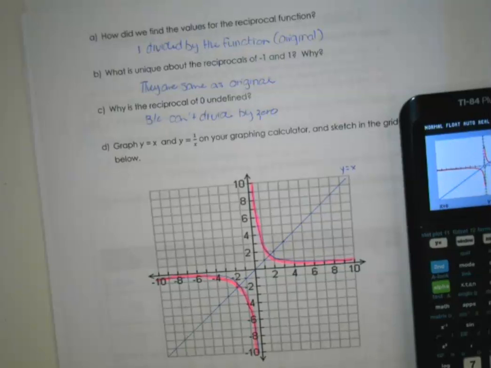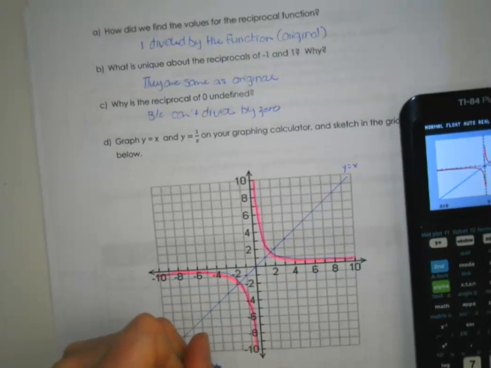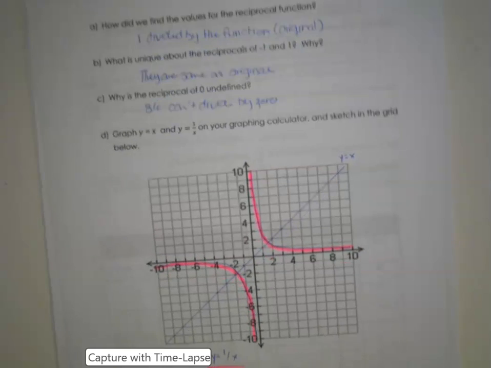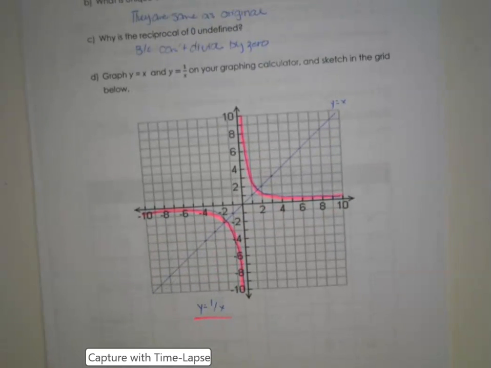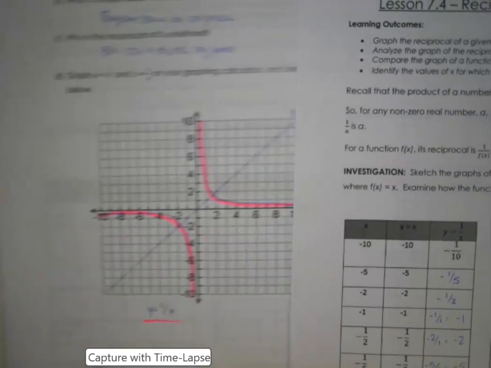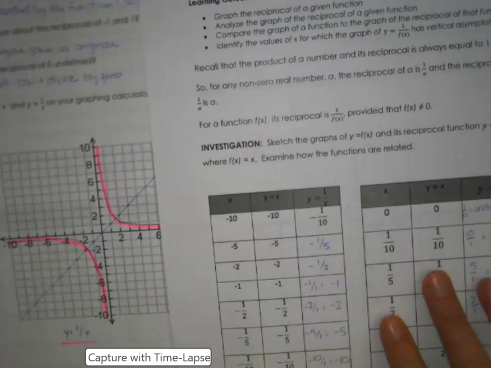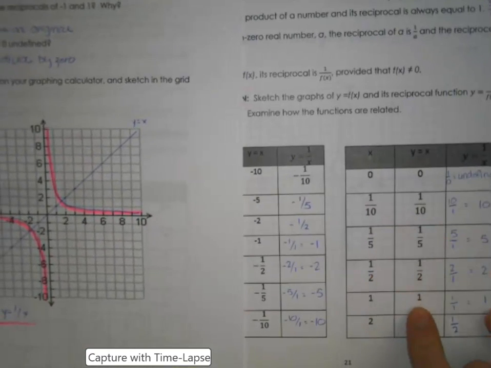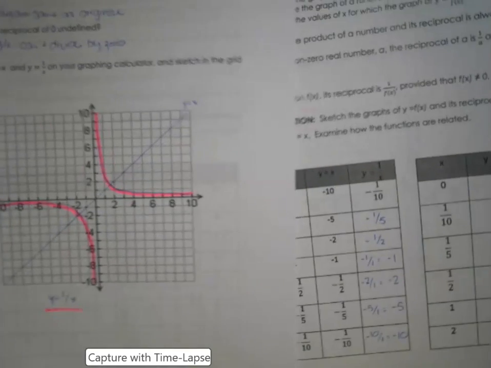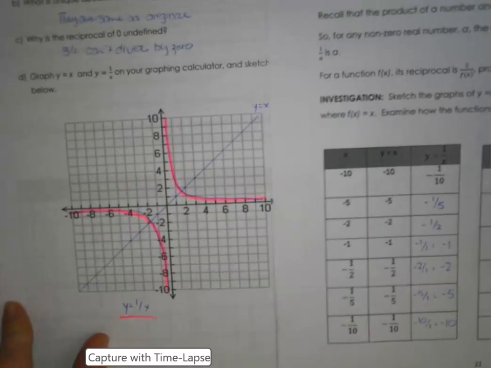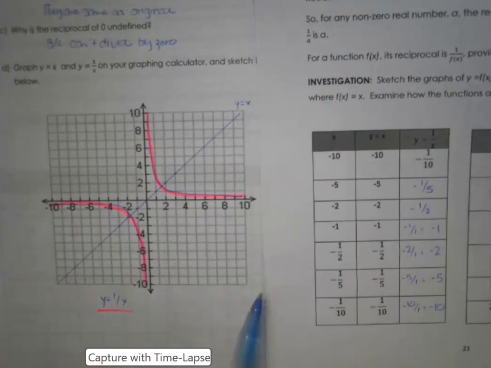So that would be our y equals 1 over x, the pink graph there. If we look at our table of values, I'm just going to pull up the filled in version that I had so we can compare these two things. If we look at our values on these charts, can we make sense of why this graph looks the way it does? Okay, so let's look at this one first.